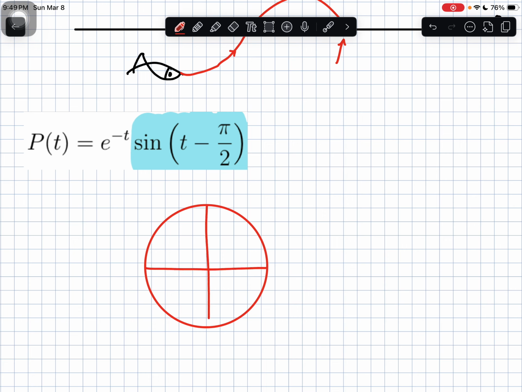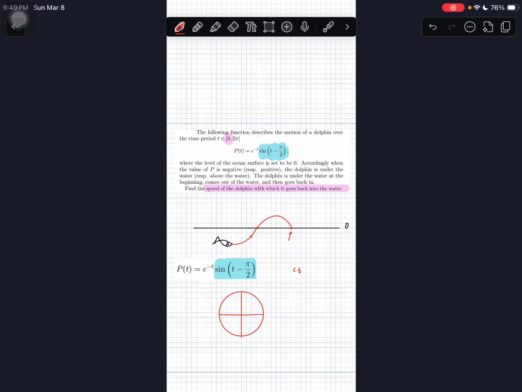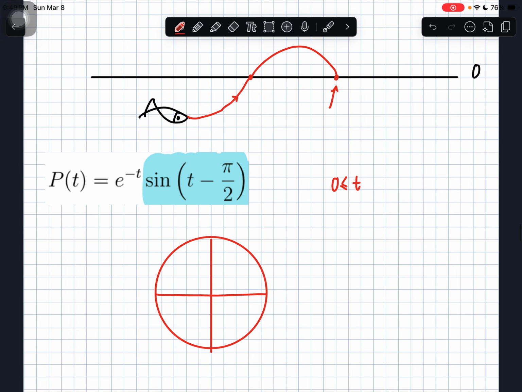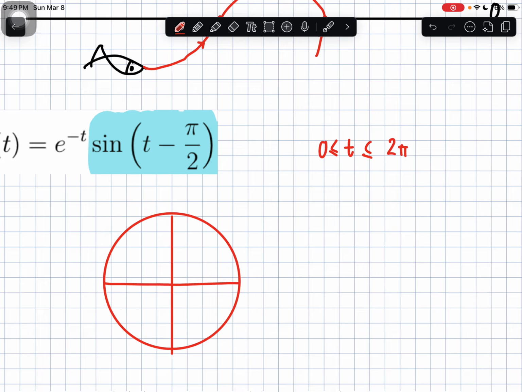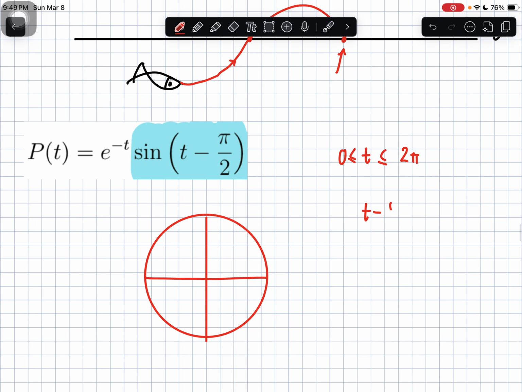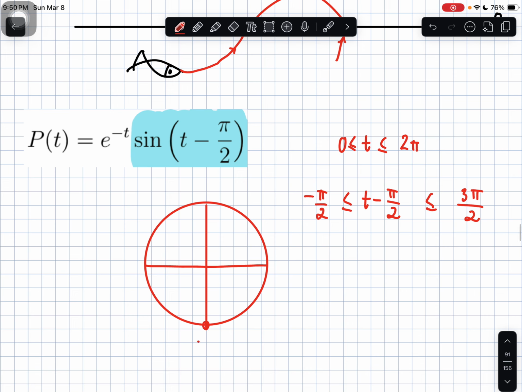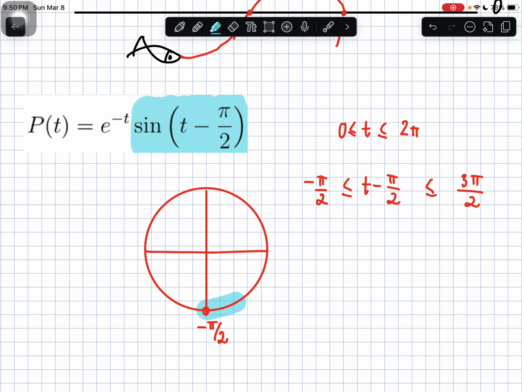So this is a unit circle. We are working with t between 0 and 2 pi. And then the angle here, they give us t minus pi over 2. So between minus pi over 2 to 3 pi over 2. Starting from minus pi over 2, and t increasing to 3 pi over 2 until here, so just one full circle.